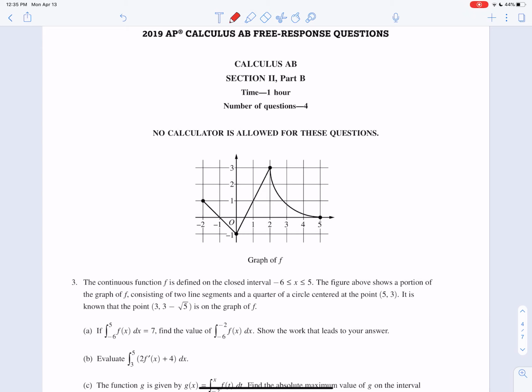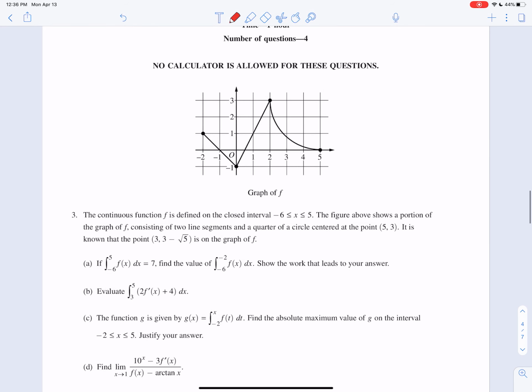Here's 2019 question 3. As of this point, there's no more calculator allowed, but that doesn't mean it's difficult. In most cases, actually, it makes it a little bit easier to solve. Okay, here we go. So looking at this, it looks like a graph analysis problem. Right away, I'm going to identify what the graph represents. It's the graph of f. I'll read this through.